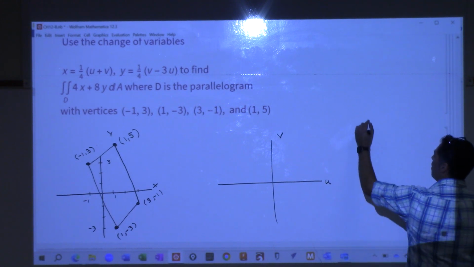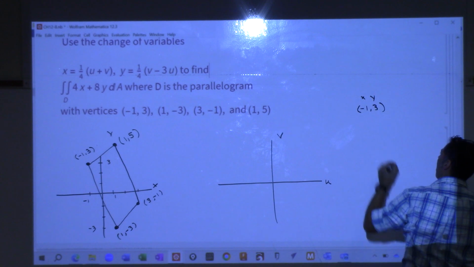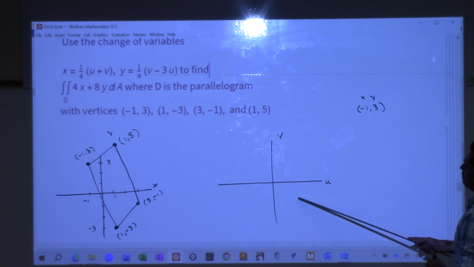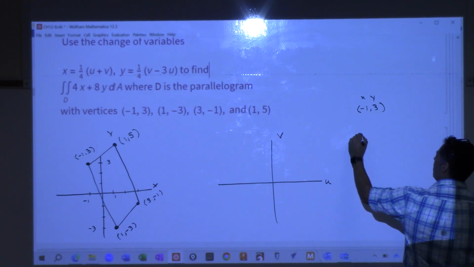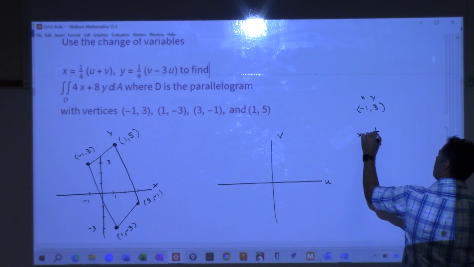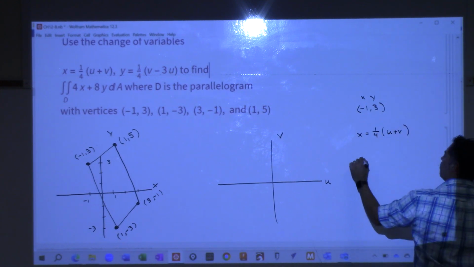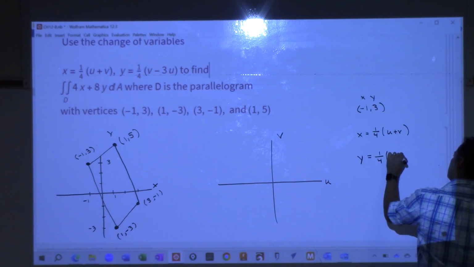So let's start with the point -1, 3. This is our x, this is our y, right? Where does that get sent over here? Well, let's look at our equations. We have x equals 1/4 u plus v, right? And then the other one is y equals 1/4 v minus 3u.